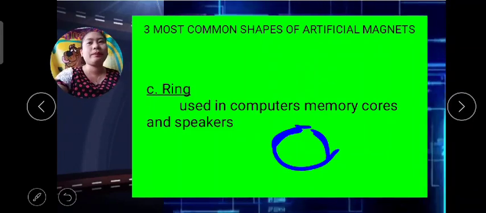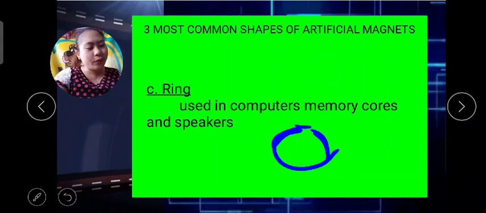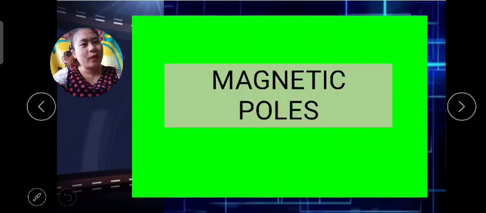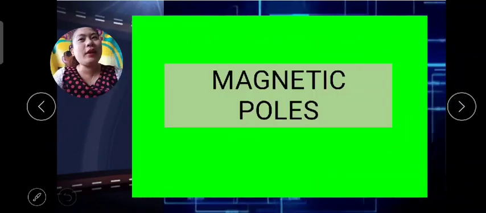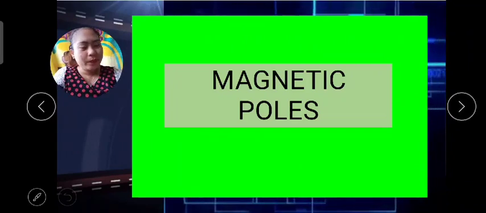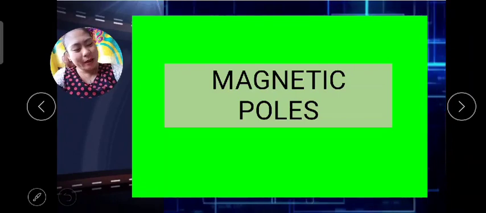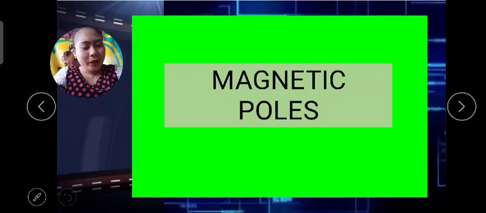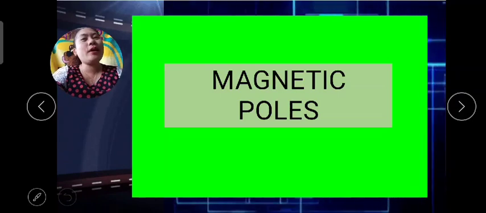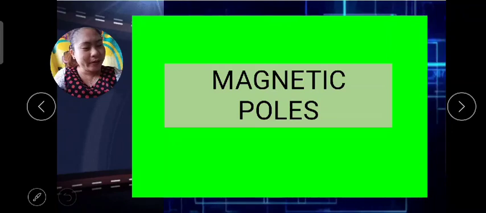Question. What magnet is used? What shape of magnet is commonly used in school? Okay, very good, Shahani. Please open your mics. Bar magnet.